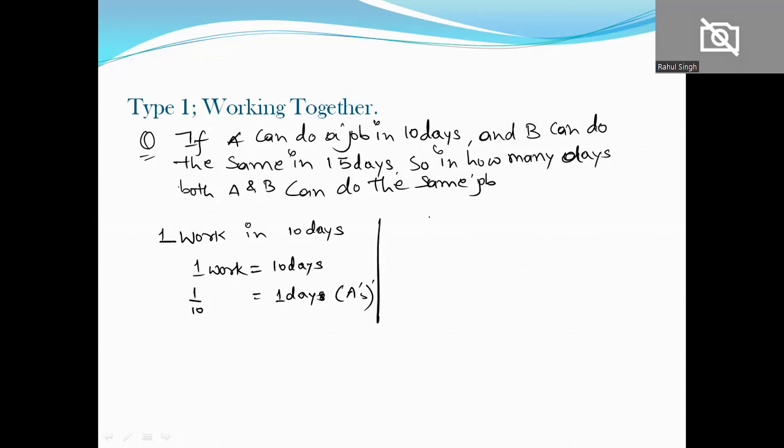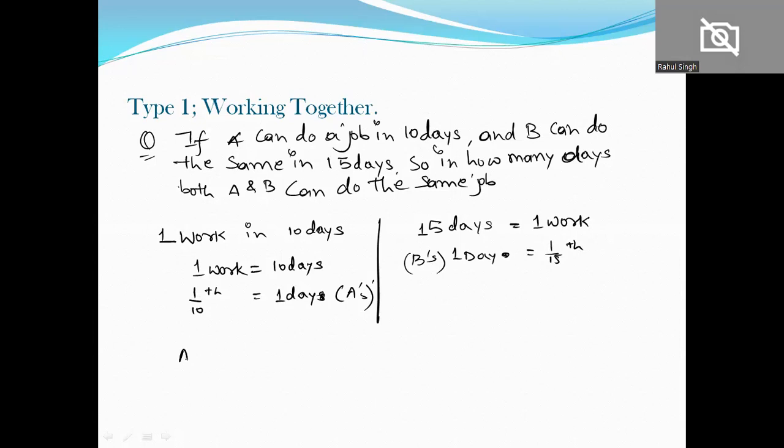At the same time, B is doing one work in 15 days. Because they are doing the same job, in one day he must be doing 1/15 of the work. Now look carefully here: this is 1/10th of a work and 1/15th of a work. That's why we call it the unitary method. So B's one day work is 1/15th and A's one day work is 1/10th.